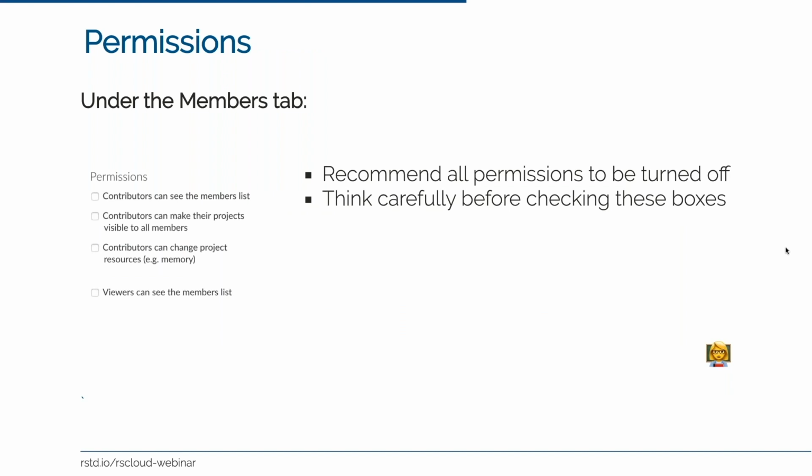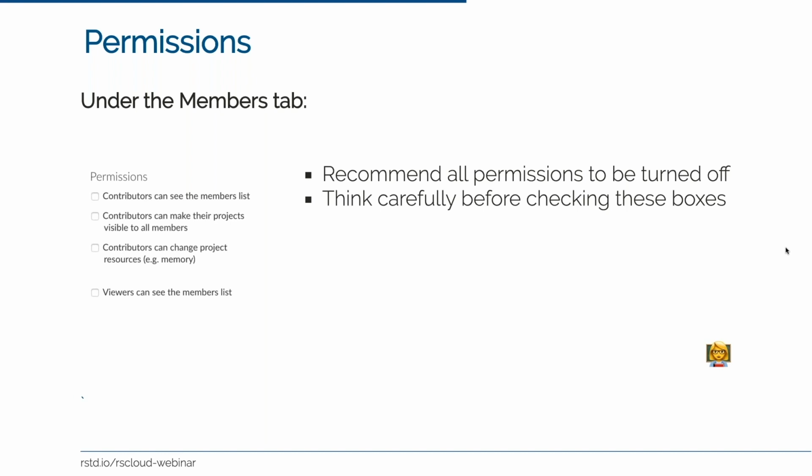So under the members, that same tab, we also saw these permission levels. And I would recommend unchecking all of these. So what are they saying? Contributors can see the members list. This is basically saying, should your students be able to see each other's names? If you think about just your students being able to see each other's names, maybe that's not a big deal. But if you are going to potentially open this course up to the public, you might have concerns about your students' names being publicly available. So I tend to like to uncheck that box.